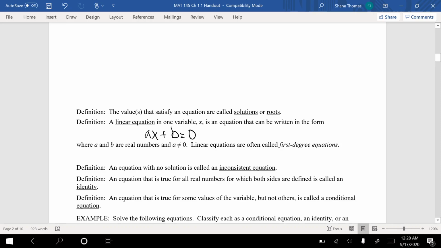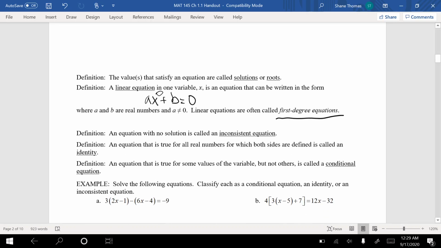Values that satisfy an equation are called the solutions or the roots. So say you solve an equation, you get x equals 2. 2 would be a solution of that equation, or it could also be looked at as a root of that equation. By definition, a linear equation in one variable x is an equation that can be written in the form ax plus b equals 0, where a and b are real numbers and a does not equal 0. Linear equations are often called first-degree equations, because that is the power of our x term.